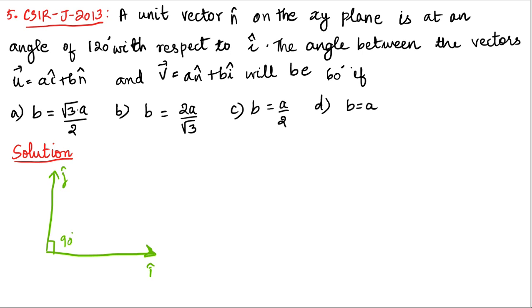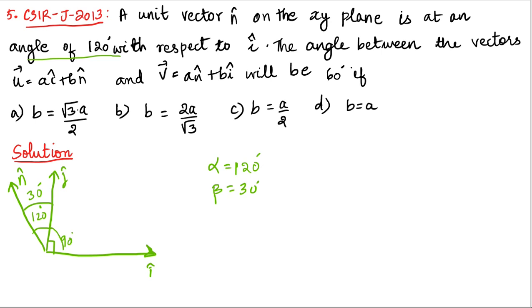And according to the question, the unit vector n cap on the xy plane is at an angle 120 degree with respect to i. So n cap will be at an angle 120 degree. So let me consider this 120 to be my alpha, and the angle of n cap with respect to j cap will be 30 degree. So beta will be 30 degree.